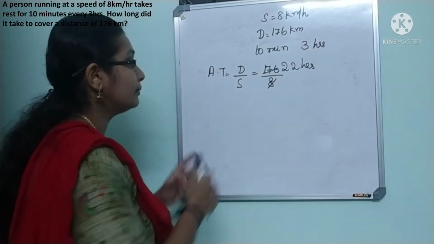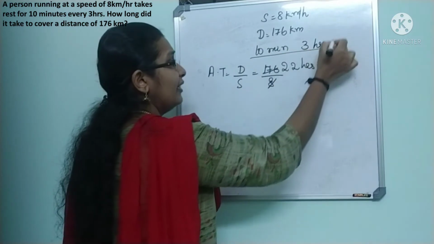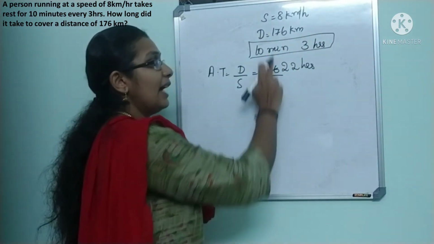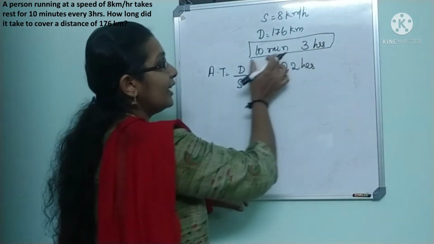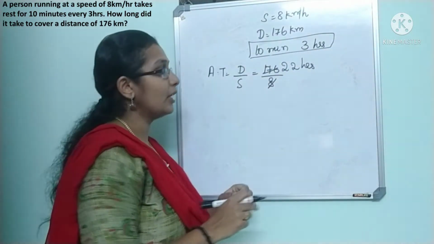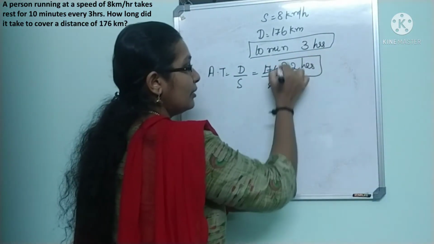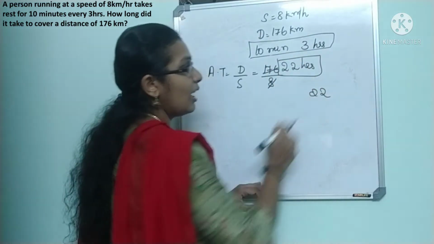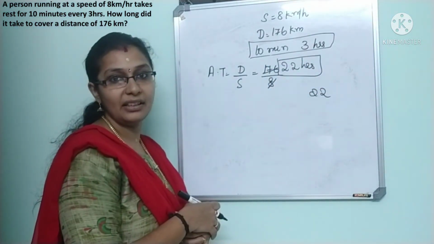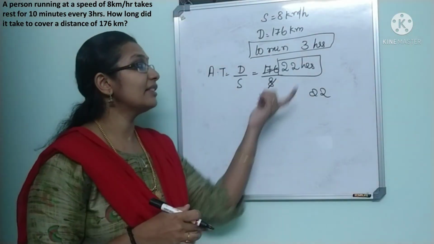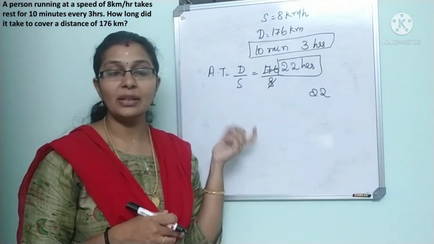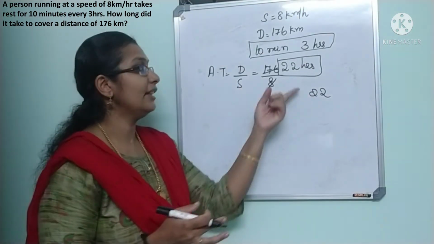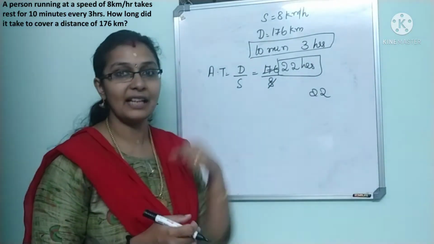Now what is it doing? It is having a stoppage timing. So we will have to include that too here. What is the hint given? For every 3 hours, 10 minutes rest. Okay. So first the total time is 22 hours. In this 22 hours, how many 3 hours are there? We will have to find. Previously what we did, since it was given as distance, using both the distances we calculated. Here using both the timings we will calculate.